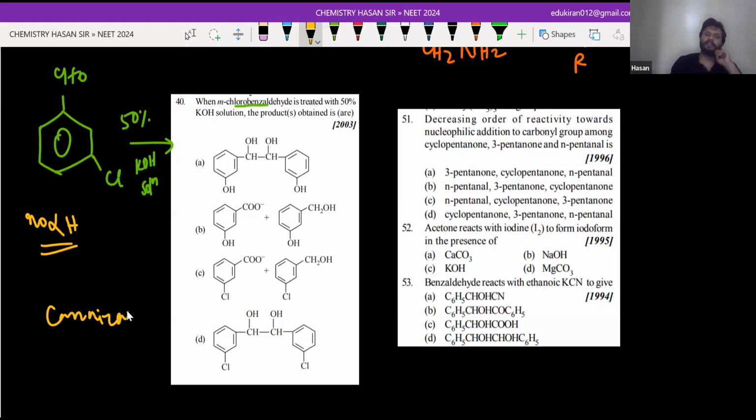And in Cannizzaro reaction, basically, disproportionation reaction is going to take place. Okay, disproportionation reaction, that means this aldehyde one time it will oxidize and another time reduce. Very good, both of you. Go for question number 451. Very easy it is.